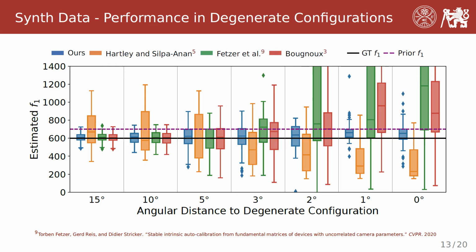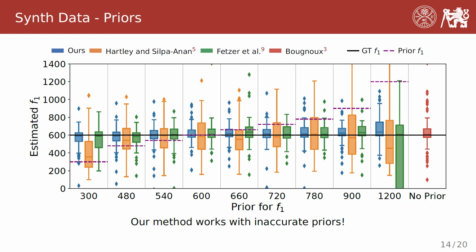Synthetic experiments show that our method in blue outperforms the baselines when the camera configuration is close to degenerate. Our method requires prior estimates for the focal length. However, we show in synthetic experiments that even for inaccurate priors, our method performs well.